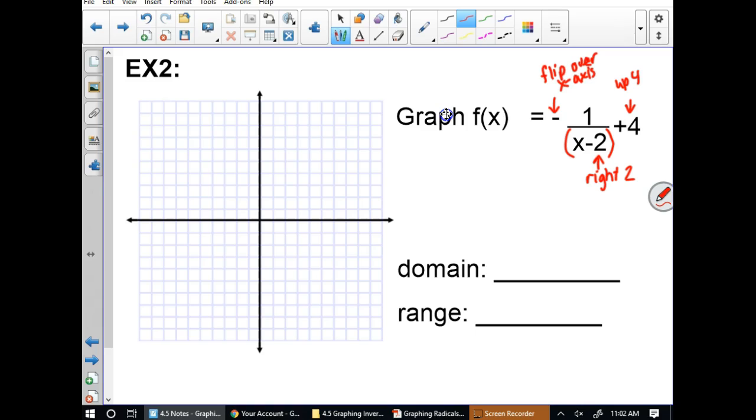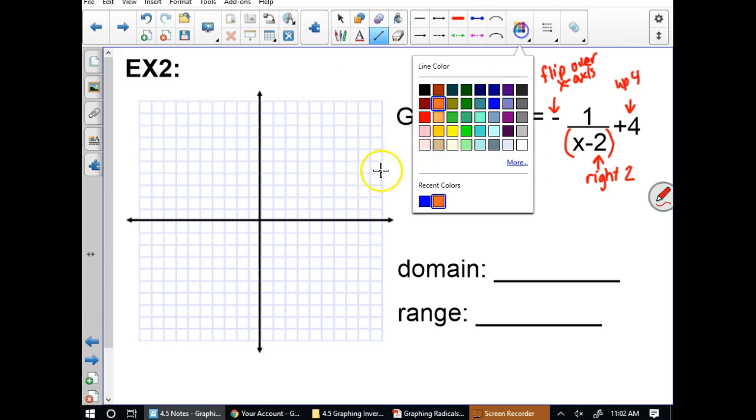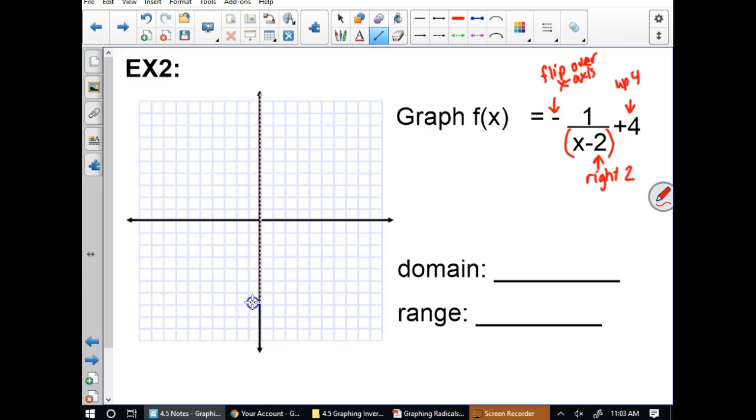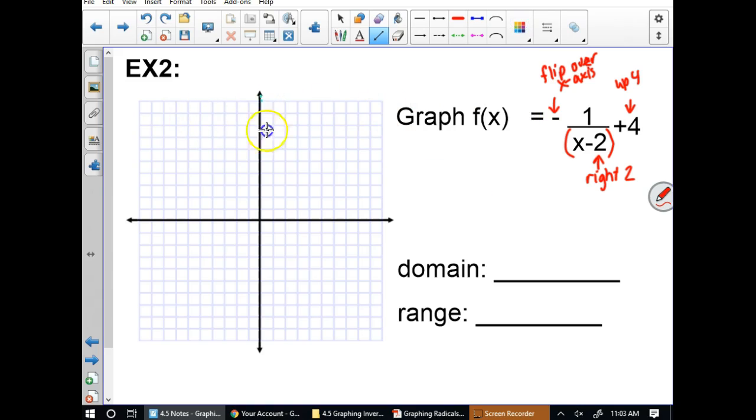Alright, so I do the flip last. And you'll see how we do it here in a second. You could flip it first. But I'll show you what I do instead. So let's do some pink lines. Oh no, those don't show up. Oh, how about this color? I think that'll show up.